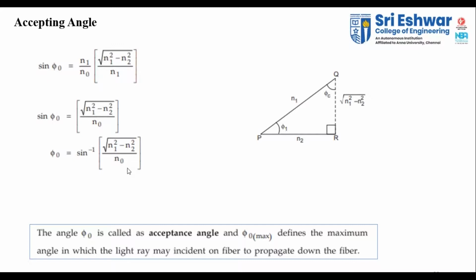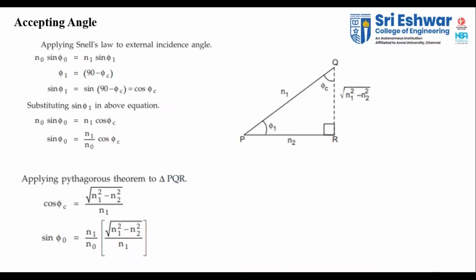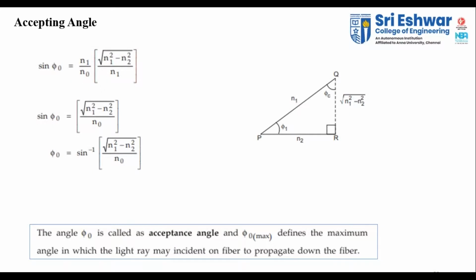So phi 0 is considered as the accepting angle, and phi 0 max defines the maximum angle at which a light ray may be incident on the fiber to propagate down the fiber. Two important terms are the accepting cone and the accepting angle. The first one is the accepting angle; here this phi 0 is considered as the accepting angle. It is only a simple derivation: first write Snell's law, then with the help of the diagram apply the Pythagoras theorem to substitute your sin theta, then apply it in the Snell's law equation and rearrange, and we get the phi 0 value. So it is considered as your angle of acceptance. Any doubt in this?